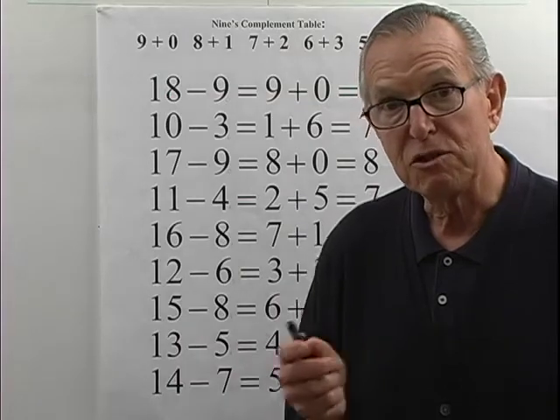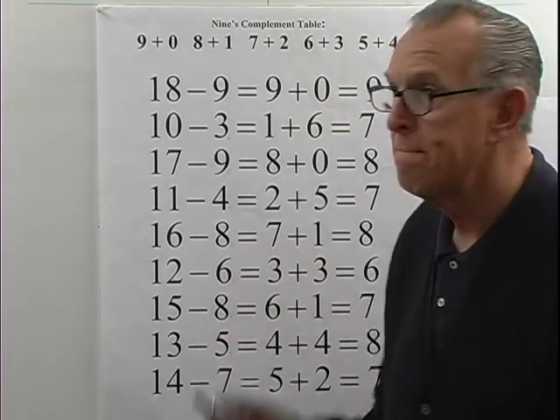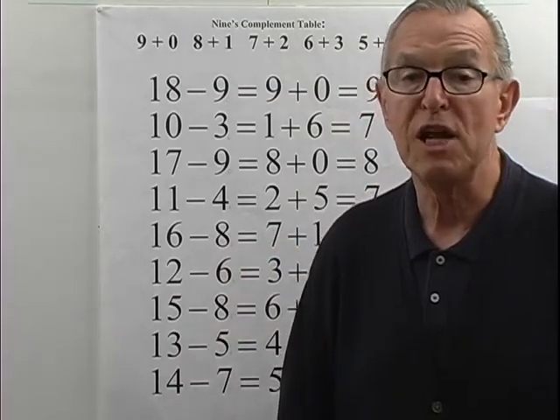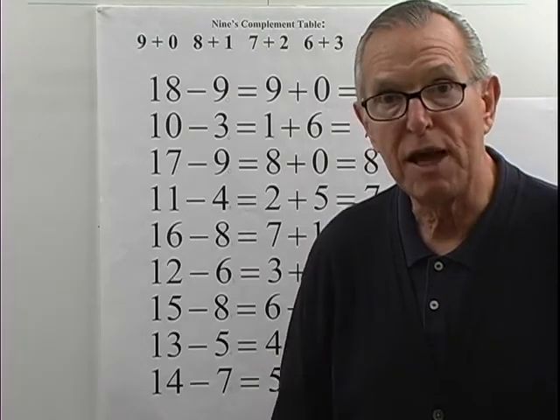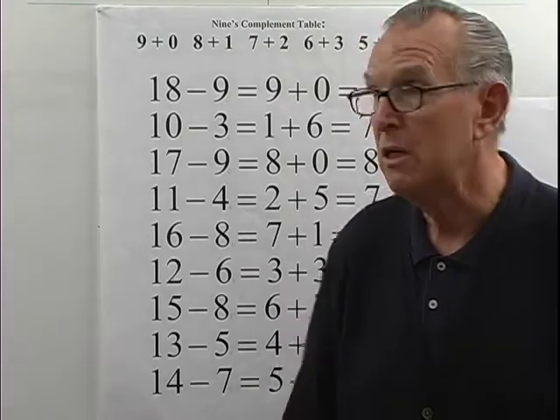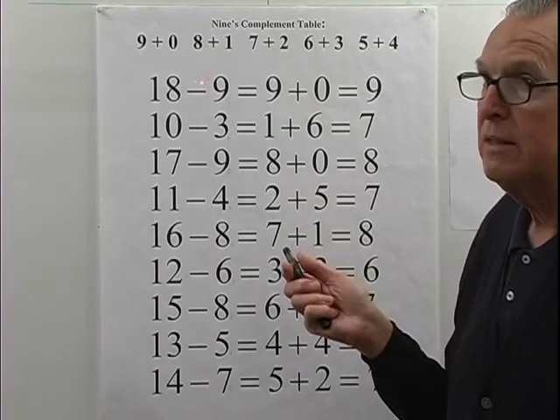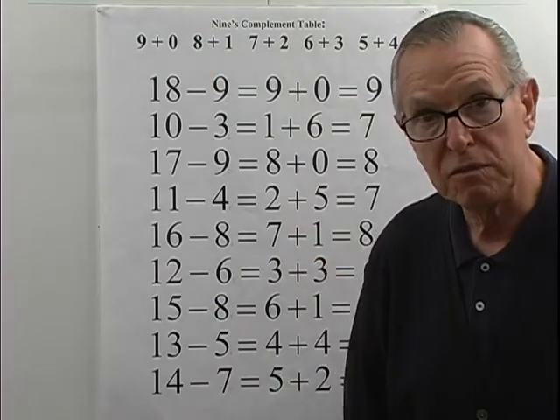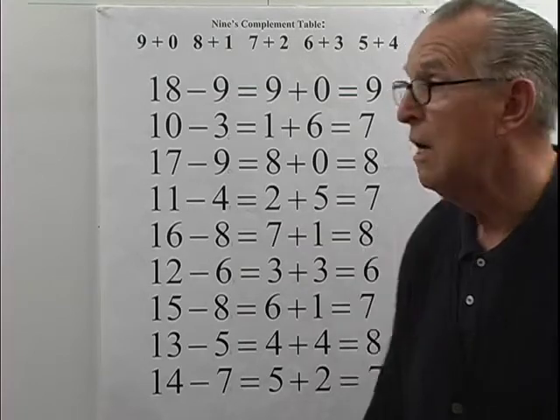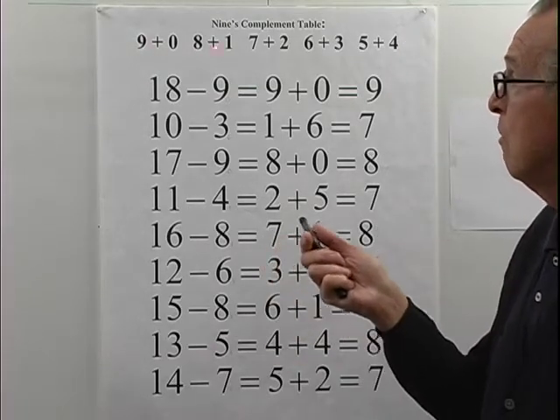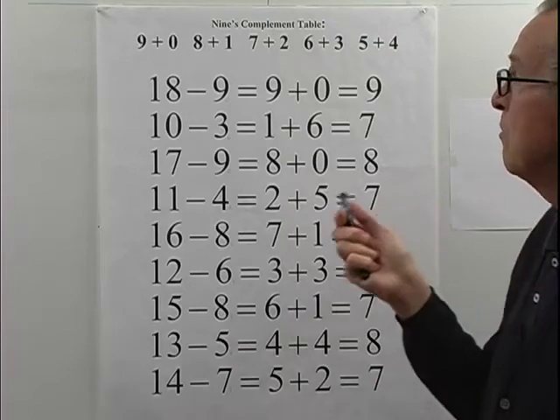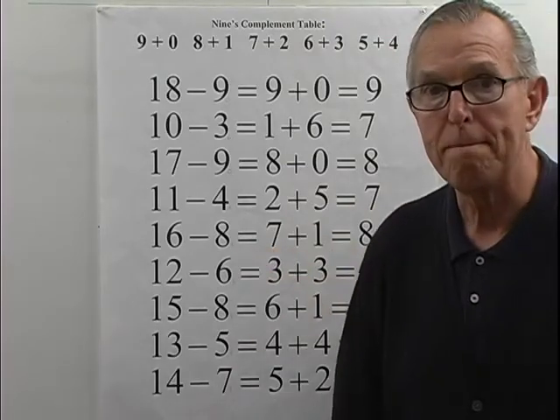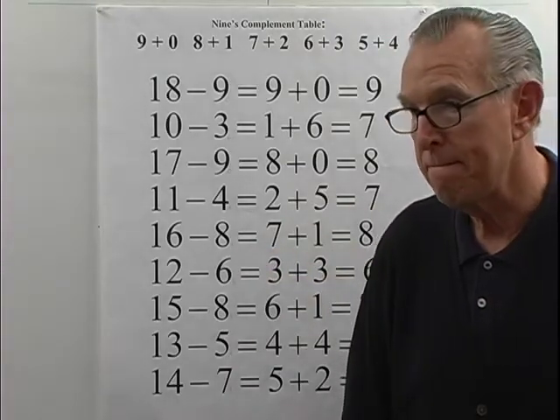We are very concerned with the subtrahend. We have to convert it to its 9's complement. We can do that mentally. We can ask the question, what number added to 9 equals 9? The answer is 0. Sometimes you can figure it out mentally. Other times you would go up here to the 9's complement table and look it up. Okay?